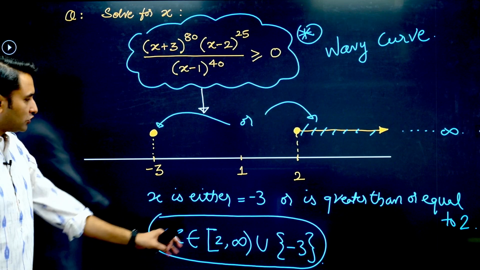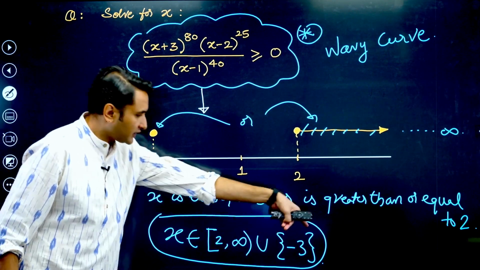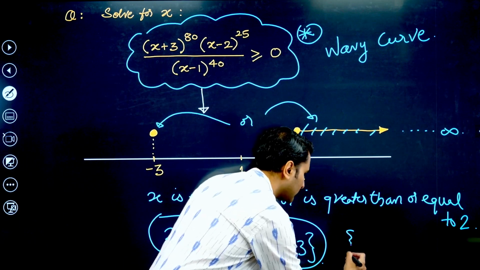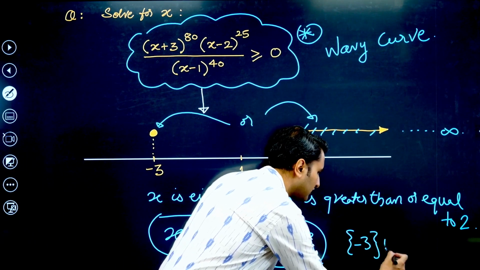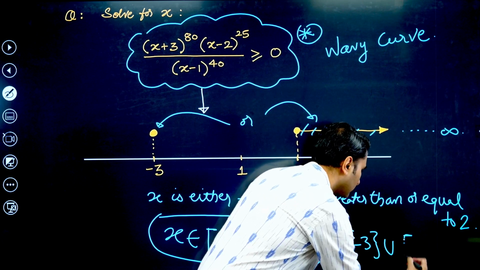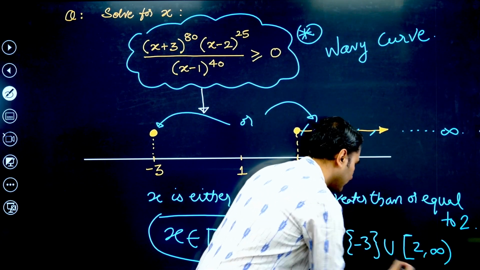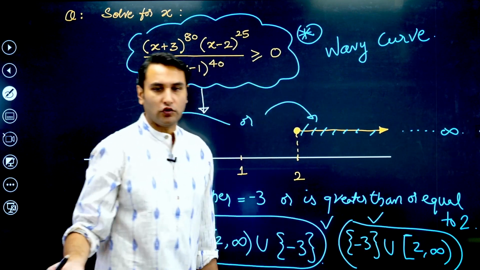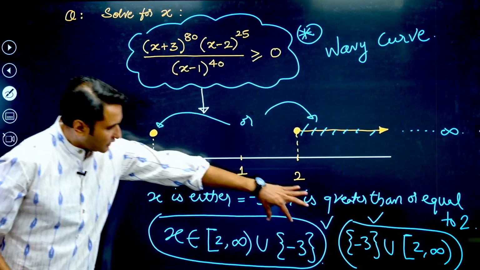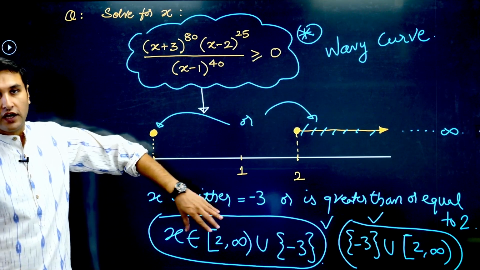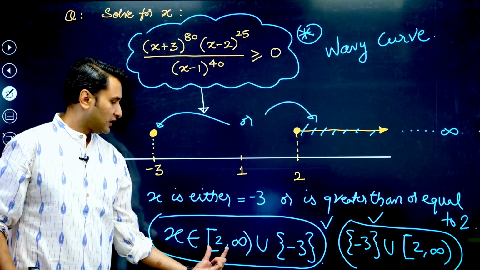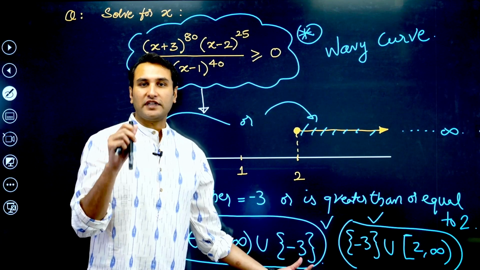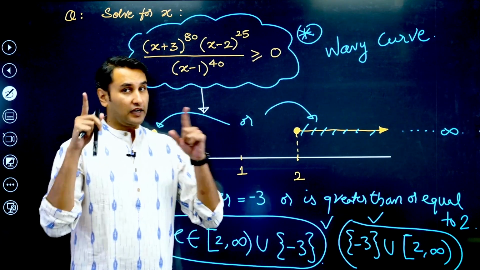Don't worry, some students ask me this question: sir, can I put -3 on this side? It doesn't matter. You can write this as a single number -3 or the interval 2 to infinity. Both are correct, however you want to write it. The position doesn't matter; how you read it is what matters, either this portion or the number -3. When you represent a single number, use curly brackets.